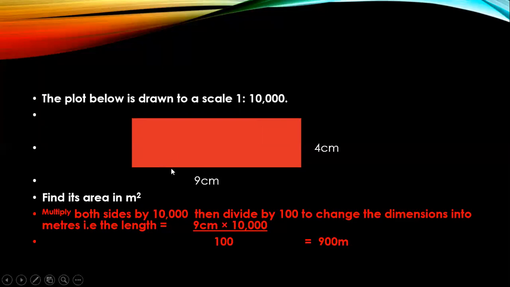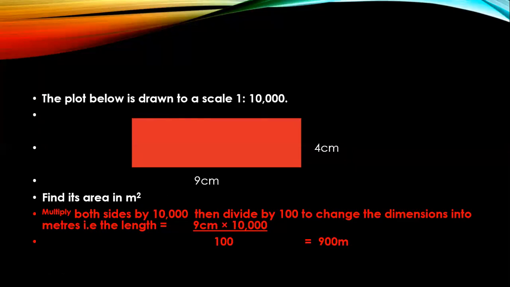Multiply the length and the width by the scale. The best way is to start with your length. If 1 centimeter is equal to 10,000 centimeters, what about 9? 9 times 10,000, you will get 90,000 centimeters. But for you to be safe, always change your dimensions to meters.